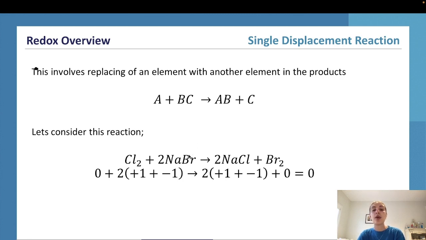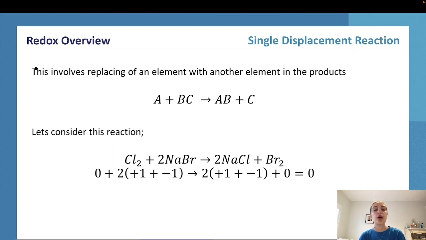When we look at bromine, bromine is going from -1 to 0. So each bromine atom is losing one electron because it's going from -1 to 0. And we're remembering that electrons have a negative charge. And so that means that because bromine is losing an electron, it is being oxidized, and hence it is the reducing agent.